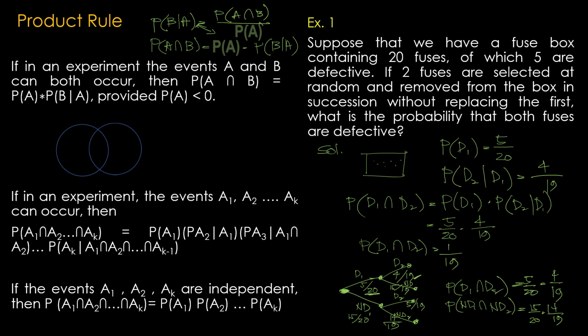And if you are to find the probability of drawing a non-defective and a defective, there are two ways: defective first and non-defective second, or non-defective first and defective second. So it is more detailed if you use the tree diagram for the product rule. You will understand it better. Okay? Sige.